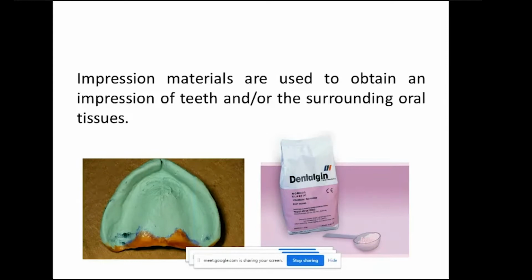Impression material usually used to obtain impressions of the teeth and or surrounding oral tissue. معناتها both of them. هم teeth, هم surrounding oral tissue. What do you mean by surrounding oral tissue? It means soft tissue, sometimes residual ridge, sometimes palate, sometimes internal borders of the lip. Okay? All of them, you can obtain it by impression material.